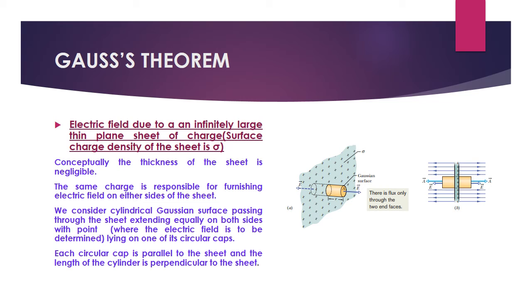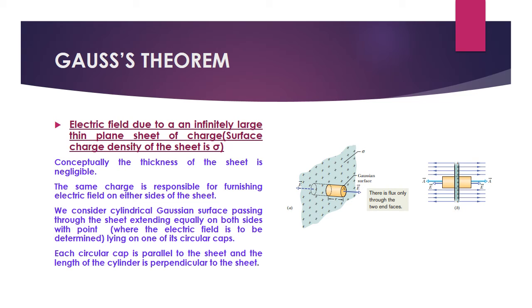You can see in figure A the Gaussian surface that has been selected to facilitate evaluation of electric field is a cylindrical Gaussian surface, the length of which is perpendicular to the sheet. The circular caps of the Gaussian surface are parallel to the sheet, and each circular cap lies at equal distances from the sheet. You can see that the Gaussian surface is cutting through the sheet and extends equally on both sides of the sheet.